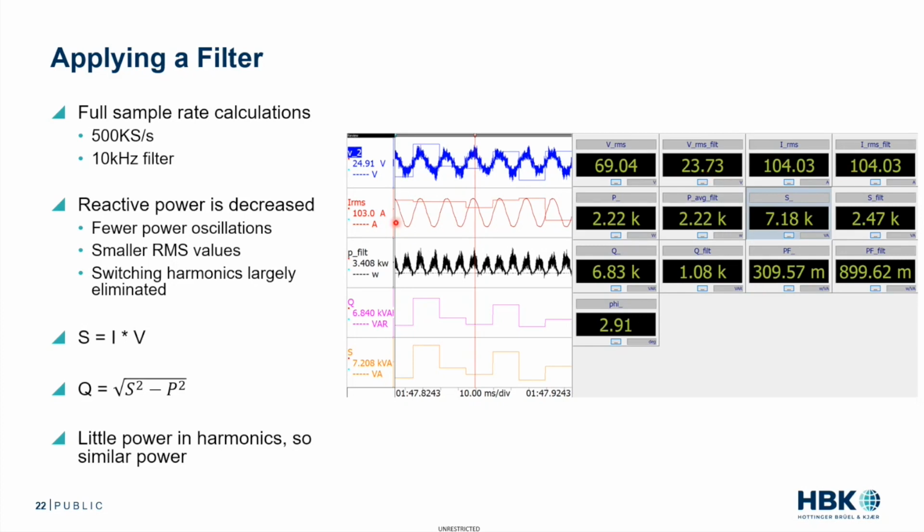IRMS is relatively the same because it didn't change much. There wasn't a whole lot of inverter effect because the motor is a good filter. Power, pretty much the same. Reactive power and apparent power drops by 200%. Reactive power drops by 6x. The power factor comes to 0.899. And the phase angle is improved as well because we take a lot of the harmonic content out.